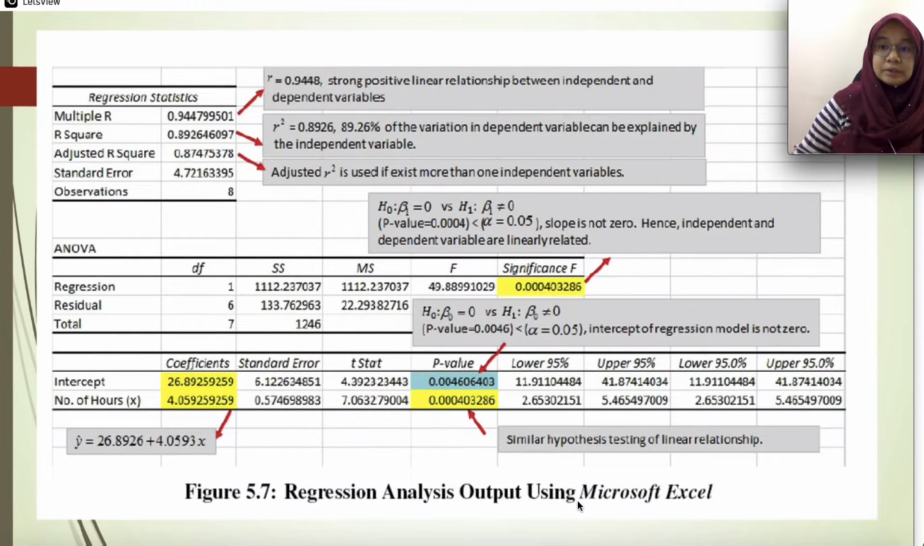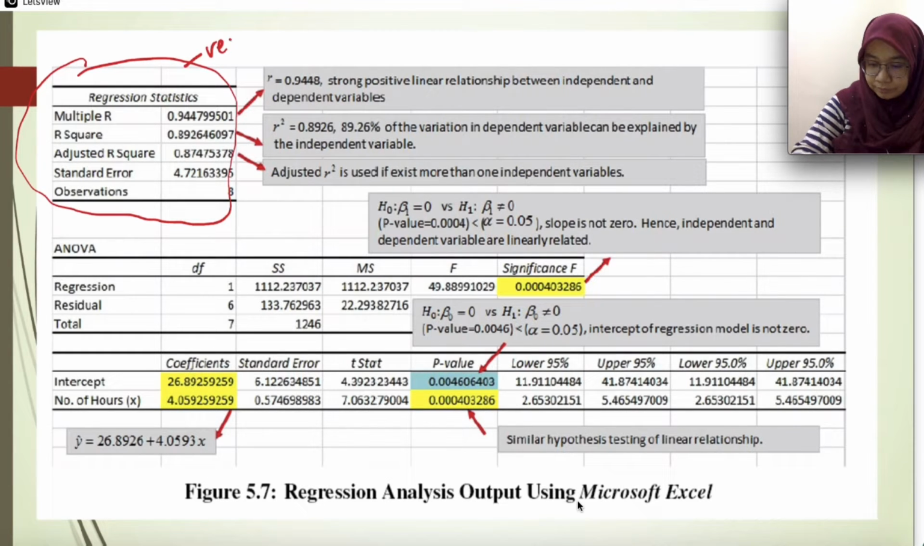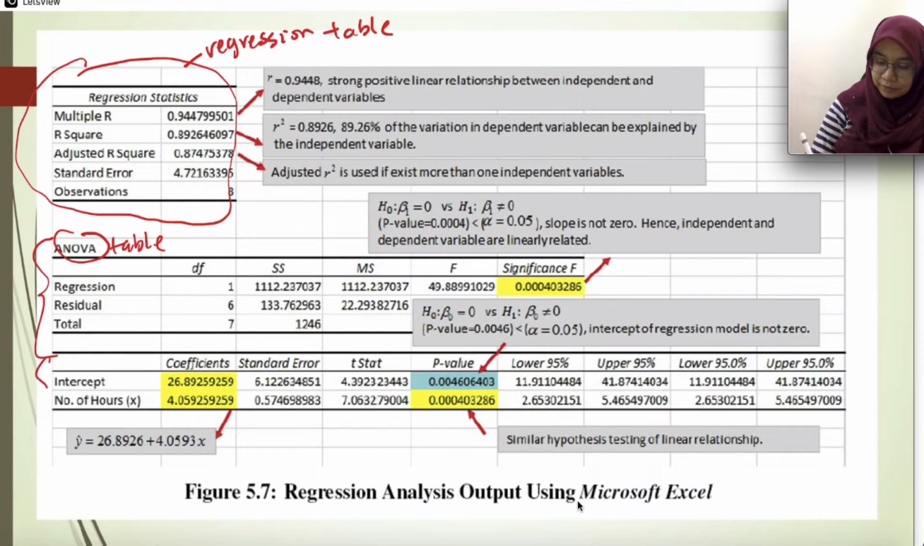Okay, so this is the output of the regression in Excel. You have one table here. We call it the regression table. And then you have the second table here. We call it the Anova table. And last one, we have the third table here. We call it the coefficient table.